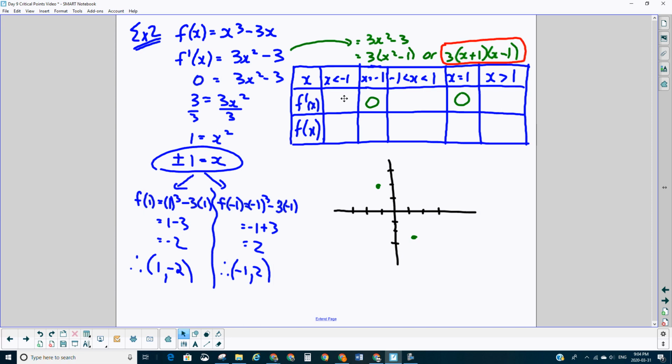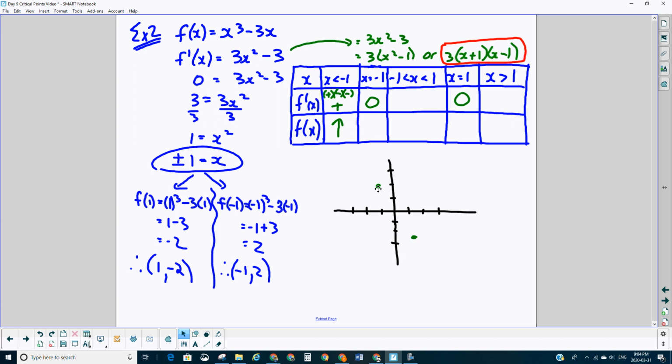So let's test it when x is less than negative 1. So any point less than negative 1, I'm just going to imagine negative 2 in my head. Of course, the 3 is always going to be positive. If I put in negative 2 plus 1, that's going to stay negative, and negative 2 minus 1 is going to go negative. So I'm going to have a positive 3 times a negative outcome here and a negative outcome here, which is going to end up being positive. So that means that the graph before must be increasing.